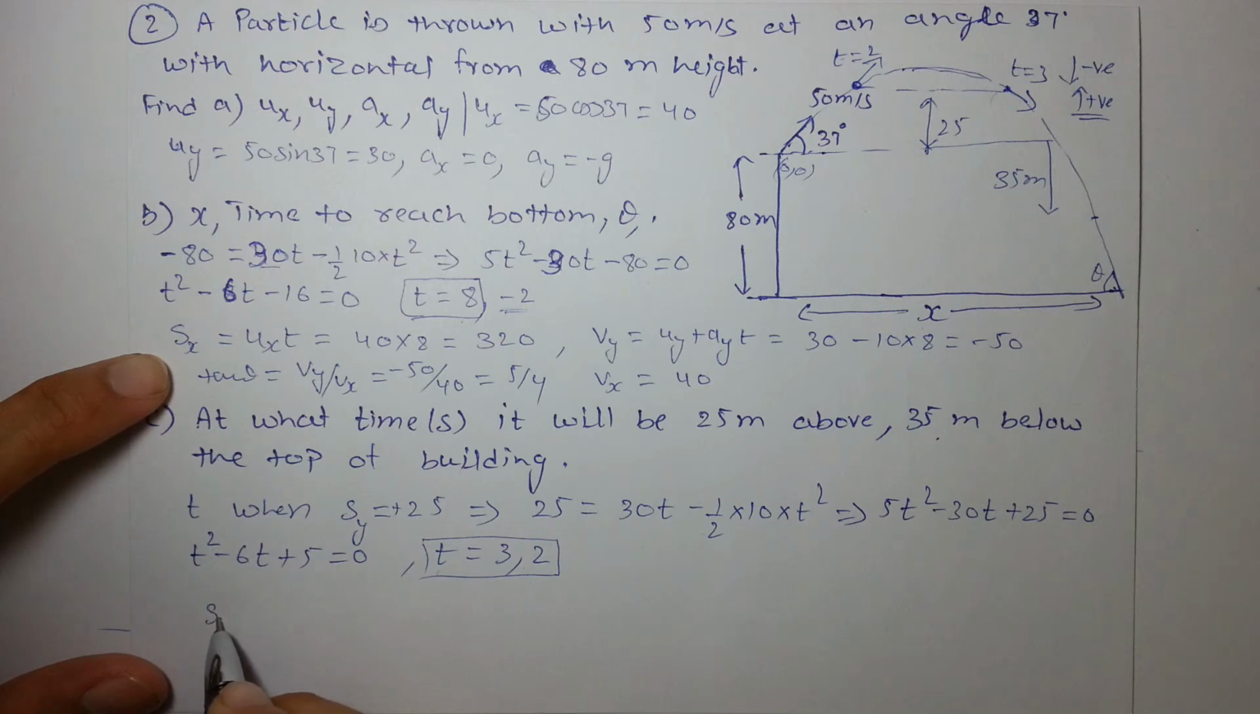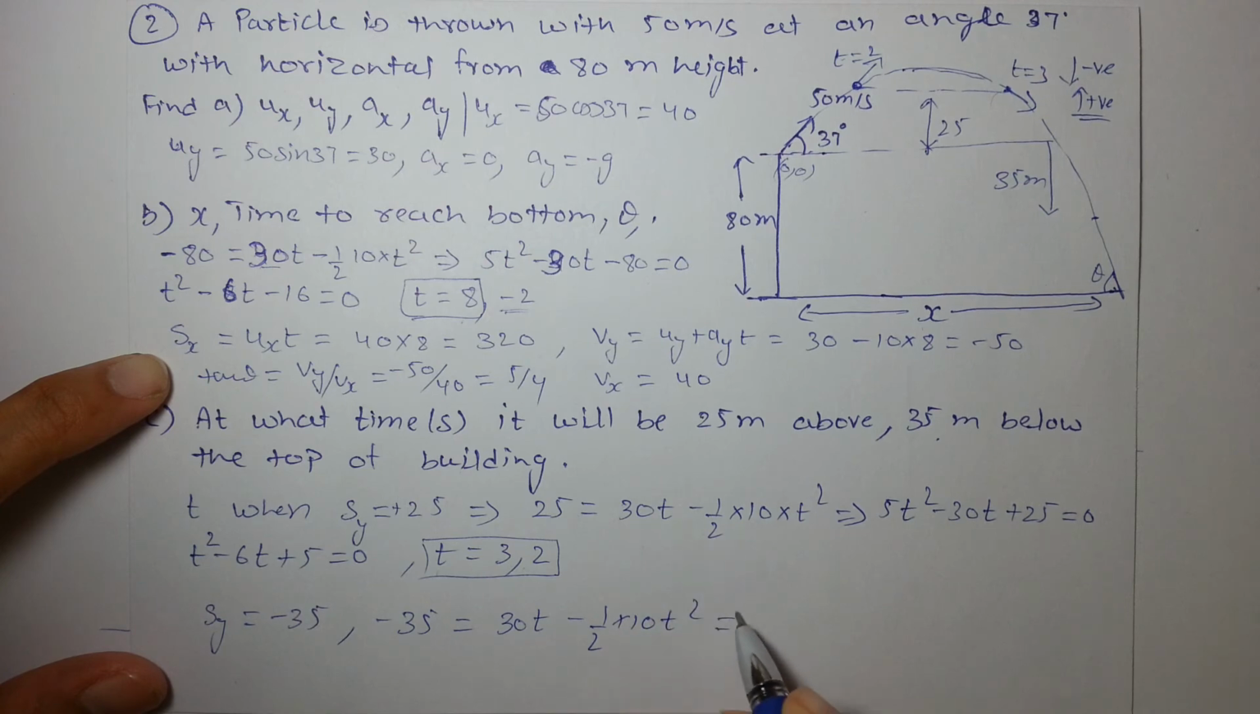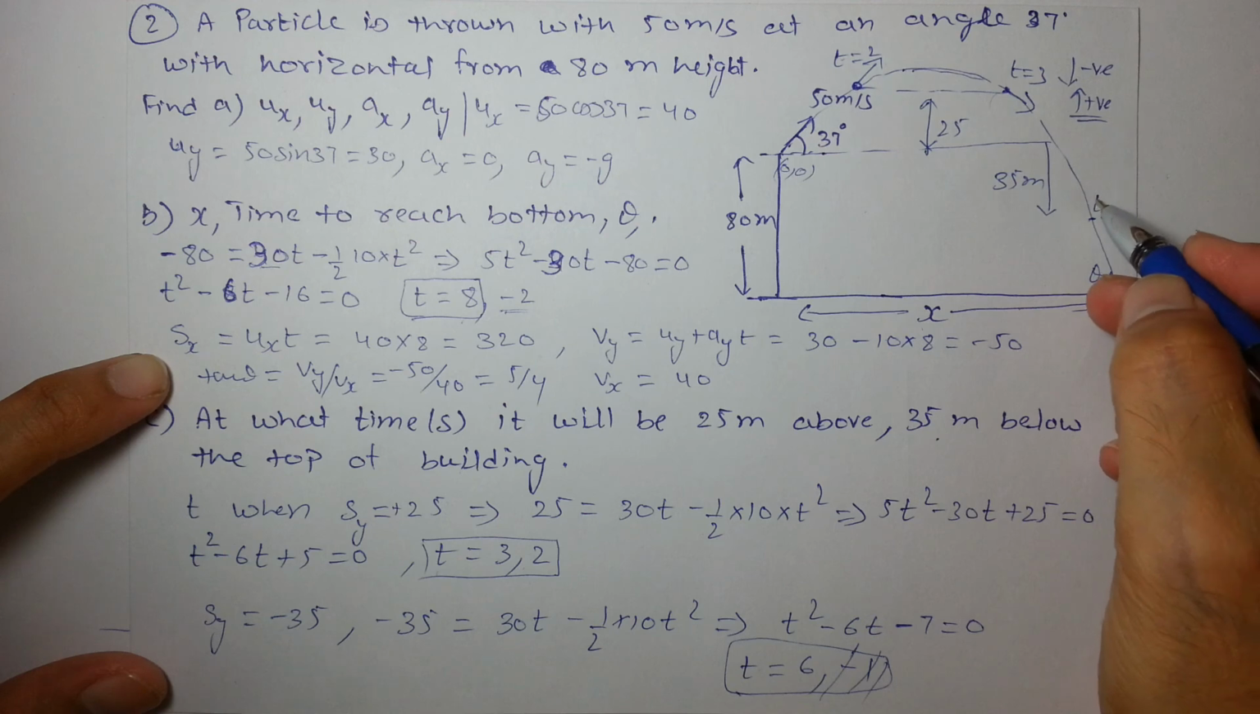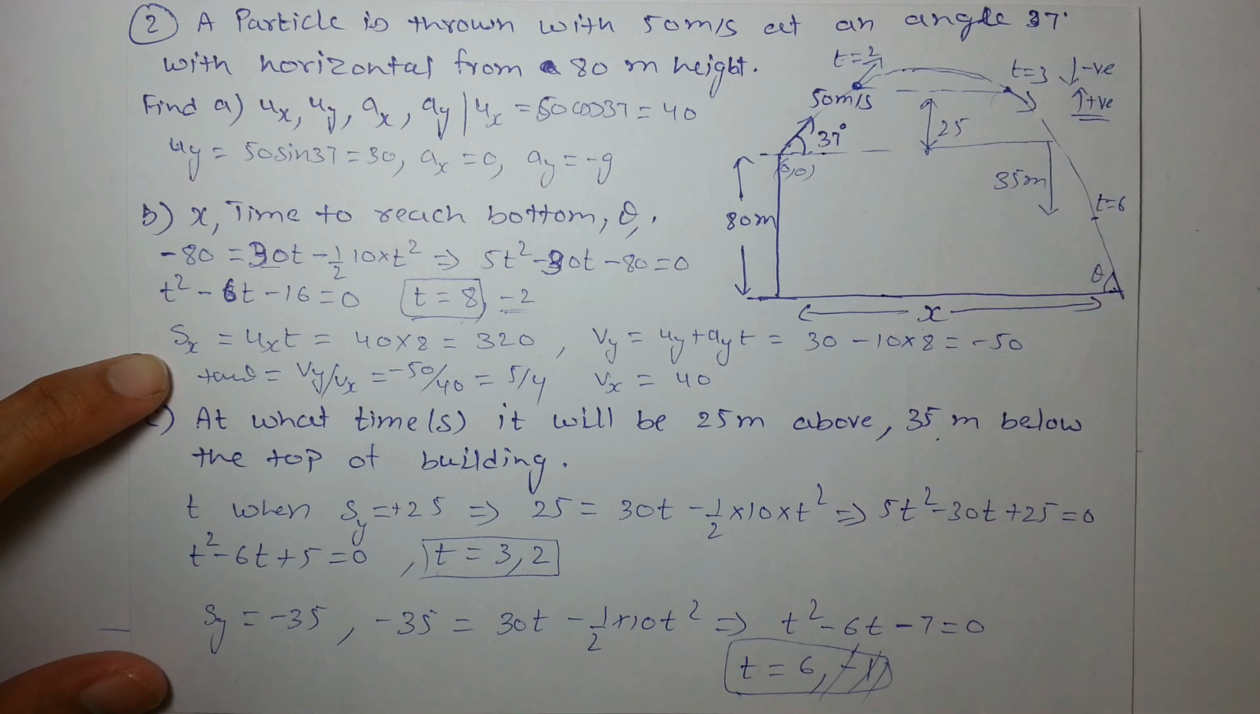So let's solve. Sy is equal to minus 35. Put the equation: minus 35 is equal to 30t minus half into 10t square. We get t square minus 6t minus 7 equal to 0. So time comes out to be 7 comma minus 1. Okay, so we should neglect this negative time and we have 7 as the time when it is 35 meter below the top. Okay, enjoy.